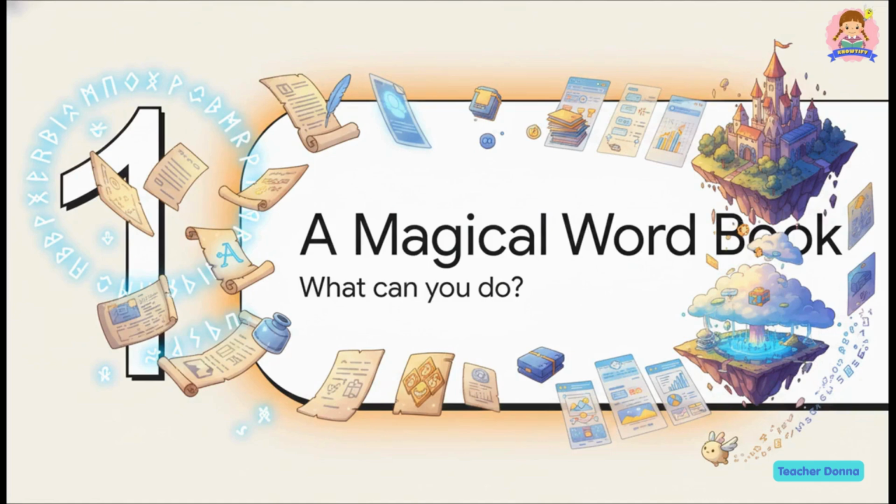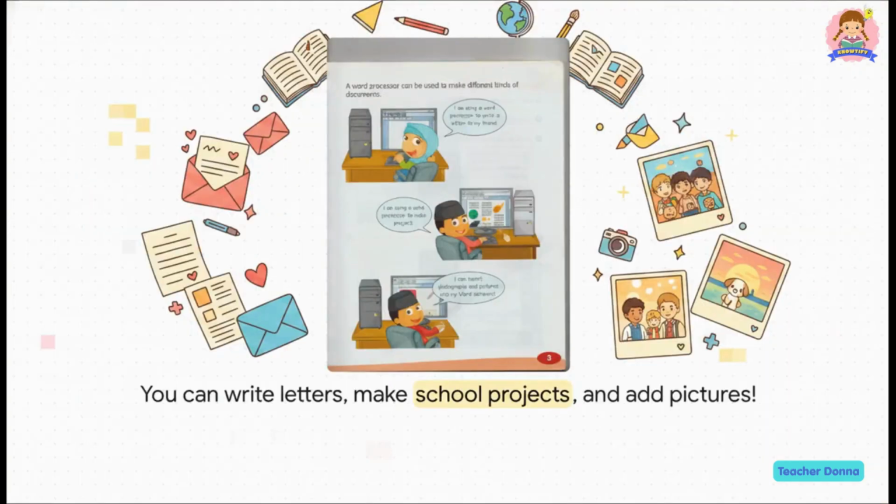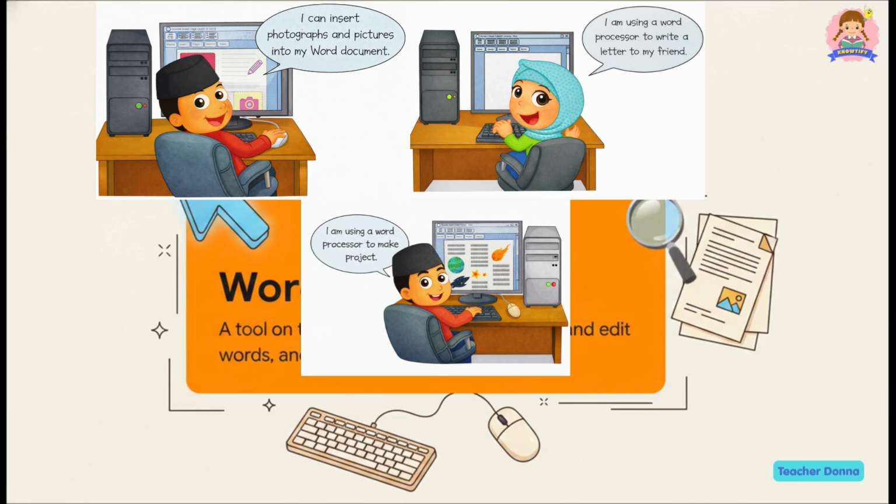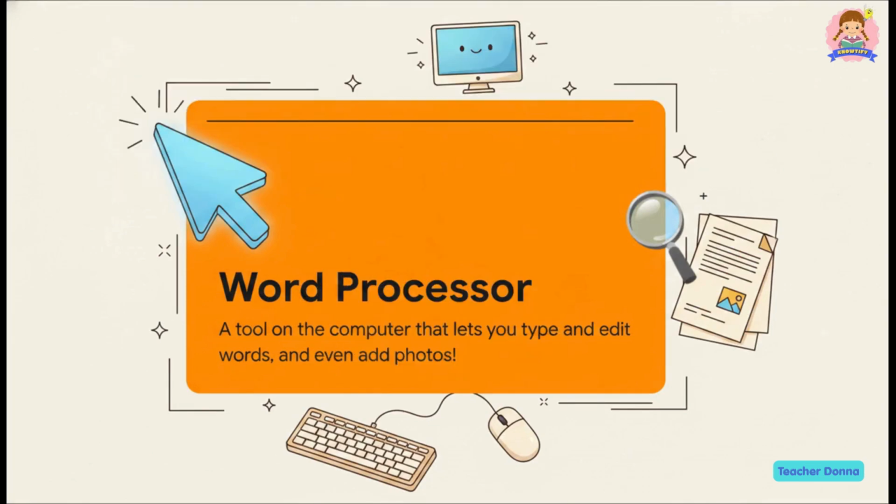All right, so we've found our magical Word book, but what can you do with it? Well, let's dive in and see all the awesome stuff you can make. Whoa, look at all the things you can do. You could type a letter to your grandma. Or, check this out, you could make a really cool school project. And you know what's super fun? You can even add your own pictures right onto the page.